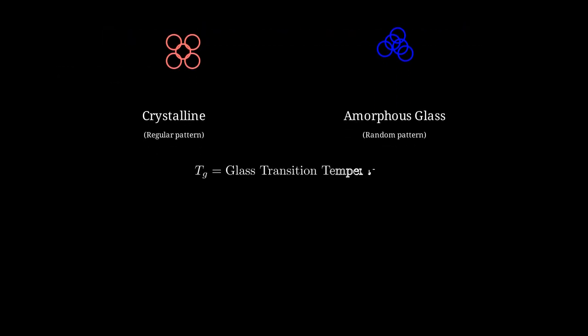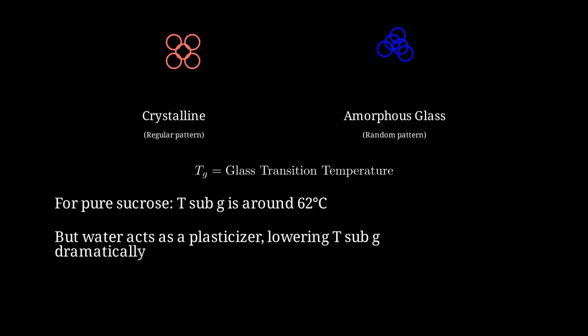The glass transition temperature, T_G, is the temperature below which a material transitions from a rubbery or viscous state to a hard, brittle, glassy state. For pure anhydrous sucrose, the glass transition temperature is around 62 degrees Celsius. However, water acts as a plasticizer. Even small amounts of water lower T_G dramatically. This is why humidity affects candy stability.